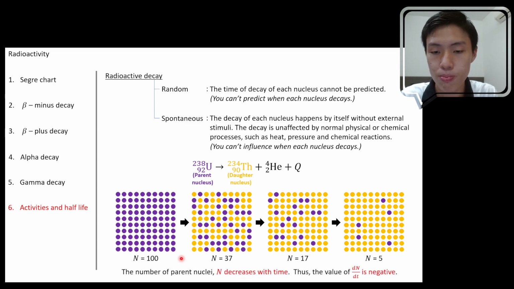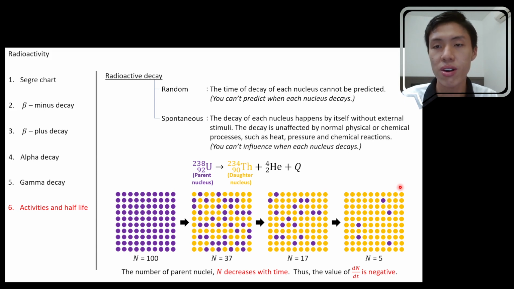Okay, so because the number of parent nuclei N decreases with time, thus the value of dN/dt is negative. If you want to study how the number of parent nuclei changes with time t, you should see that the number of parent nuclei is actually decreasing. So this value dN/dt here should be a negative value. You should expect that the value of dN/dt will be large at earlier times, but it will gradually get smaller and smaller when you reach a later time. This dN/dt is not a constant value, it should change throughout the decay process.